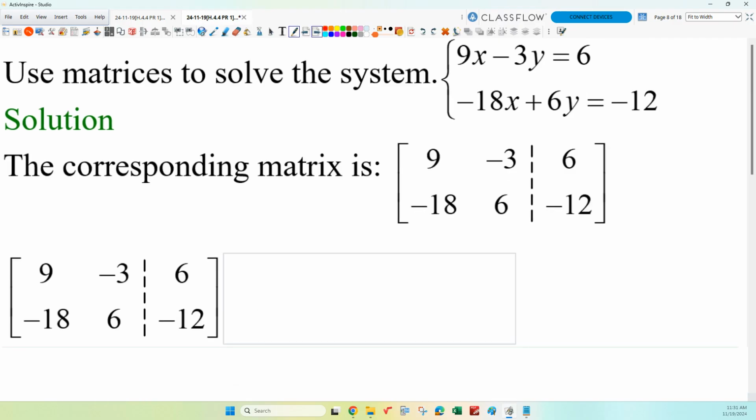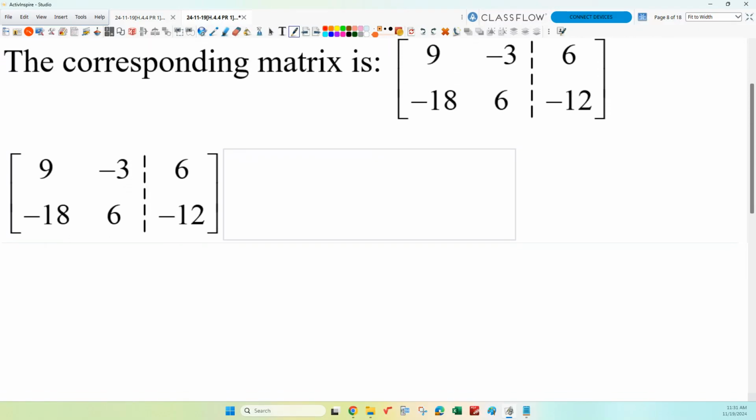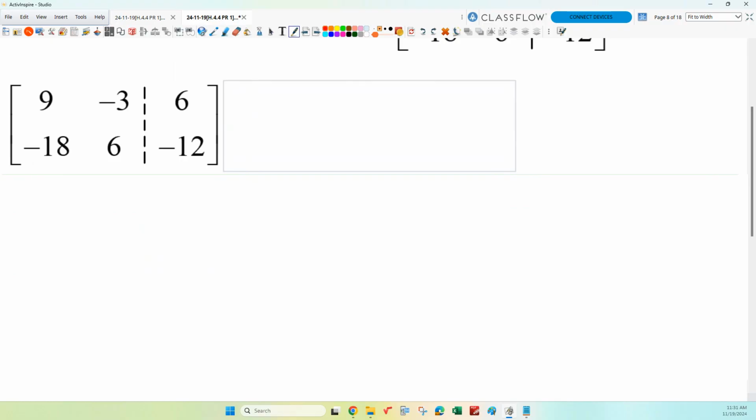Everybody agree that's my matrix? Yes. Okay. So I want to get a 1 in the top, but I just jumped right into trying to get a 0 as my first element in the bottom row. Okay, and I can do these in any order. I don't have to make that a 1 first. And sometimes, as you'll see here, it's easier just to make that a 0 before I try to make that a 1. What would my row operations be to get a 0 here?